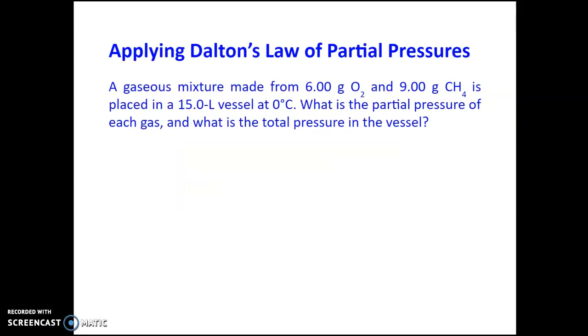So let's apply Dalton's law of partial pressures. A gaseous mixture made from 6 grams of O2 and 9 grams of CH4 is placed in a 15-liter vessel at 0 degrees Celsius. What is the partial pressure of each gas and what is the total pressure in the vessel?